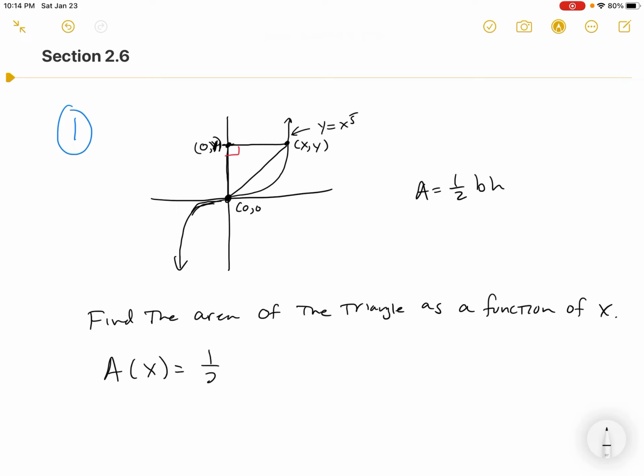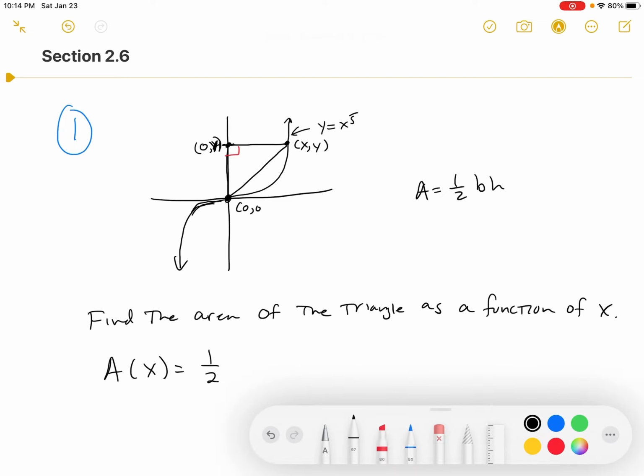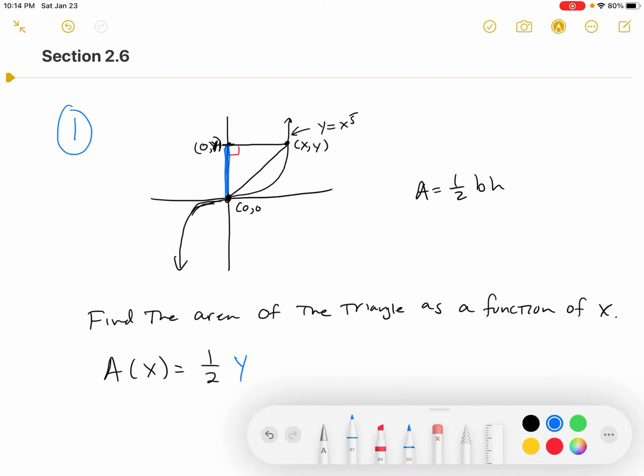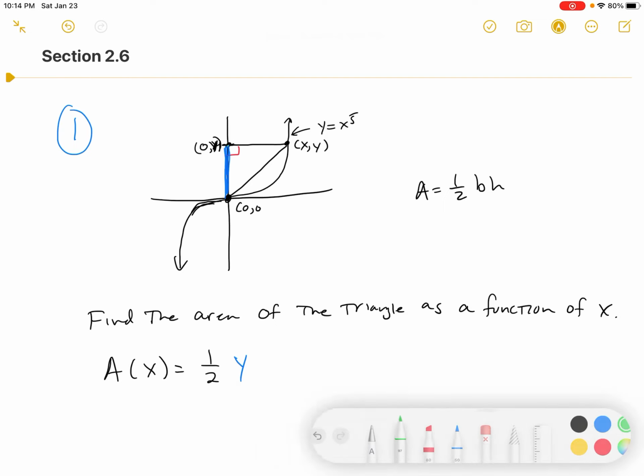So the area is going to be 1/2. Well, what's the base? Let's consider the base to be this blue base right here along the y-axis. What's the length of that? Pretty obviously the length of that is y. So I'm going to put a y in there momentarily. And then the height, let's do the height in green. Here's the height right here. What's that height? Well, that's the distance x, right? They're telling us that it's over x, up y, and that point right there. So that has to be the distance x.